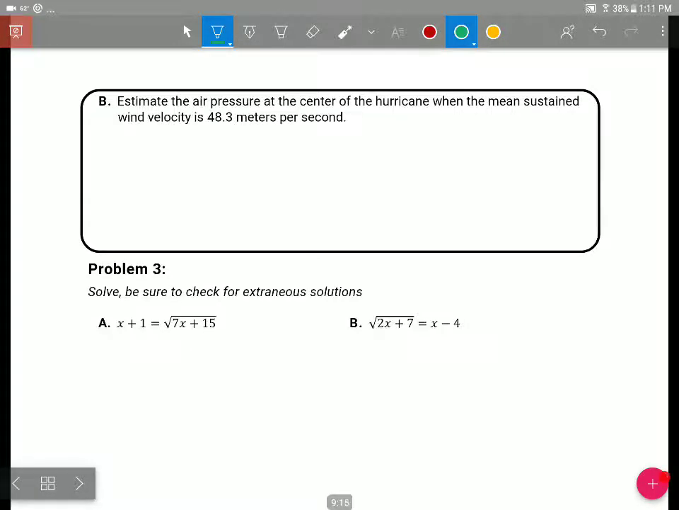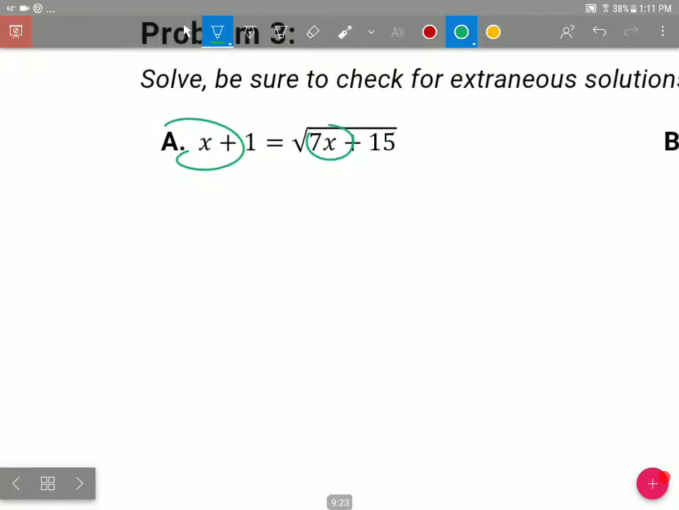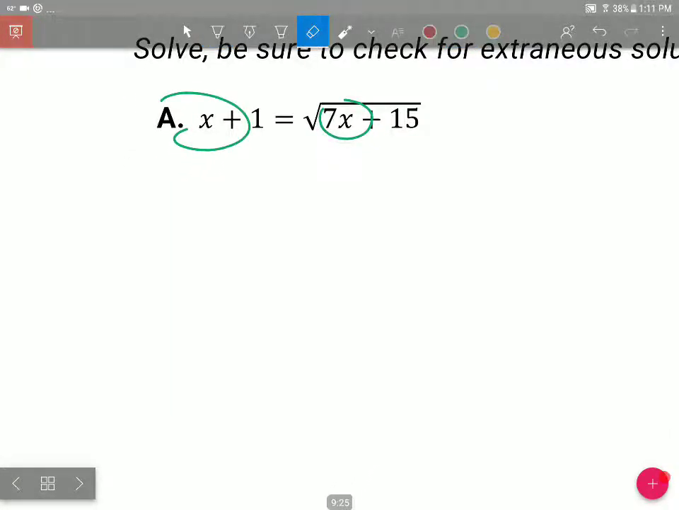These ones get a little more interesting, but only because you have an x on the inside and an x on the outside. Because of that, we are likely going to get two answers, but one will probably not work. It's possible both won't work, and it's possible both will work, but odds are it's one or the other. That's 9 times out of 10. So here we go.